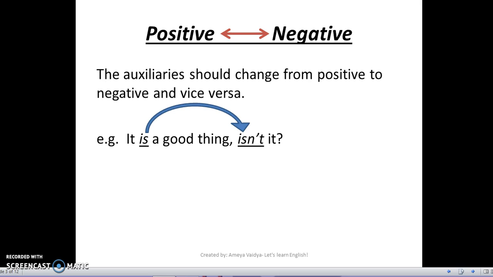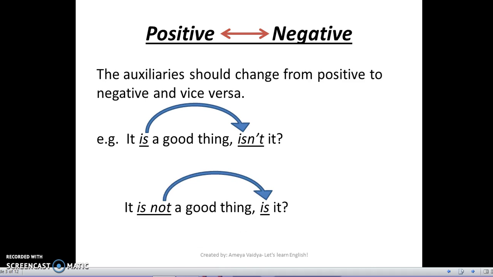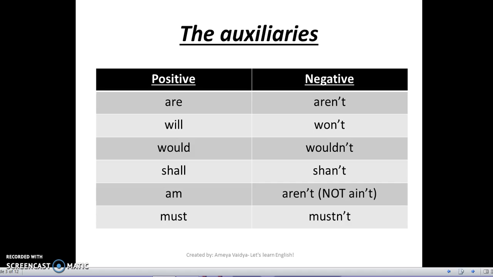Let's take an example. It is a good thing, isn't it? So here the positive is changed to isn't. It is a good thing, isn't it? Now consider this. It is not a good thing, is it? So here, when it was in the example above, when it was is, you changed it to isn't. But because in the next line you already have is not, the tag became positive. Is it? Let's listen to it one more time. It's a good thing, isn't it? The second one is, it is not a good thing, is it?